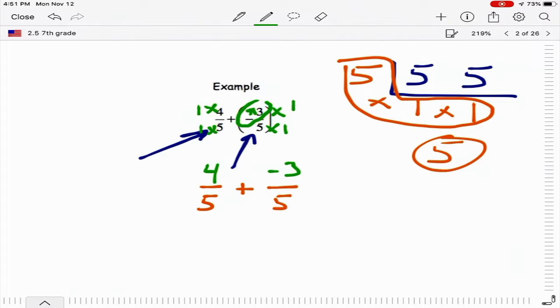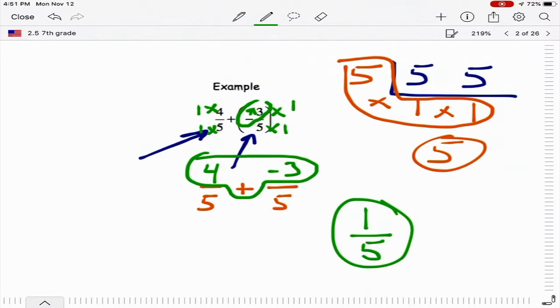So now I'm doing 4/5 plus negative 3/5, and because the denominators are the same, I just focus on adding my numerators. 4 plus negative 3, right? Signs are different, so technically I subtract, and the positive has more players, so my answer is going to be 1 over, and I keep my denominator the same. My answer is 1 over 5.